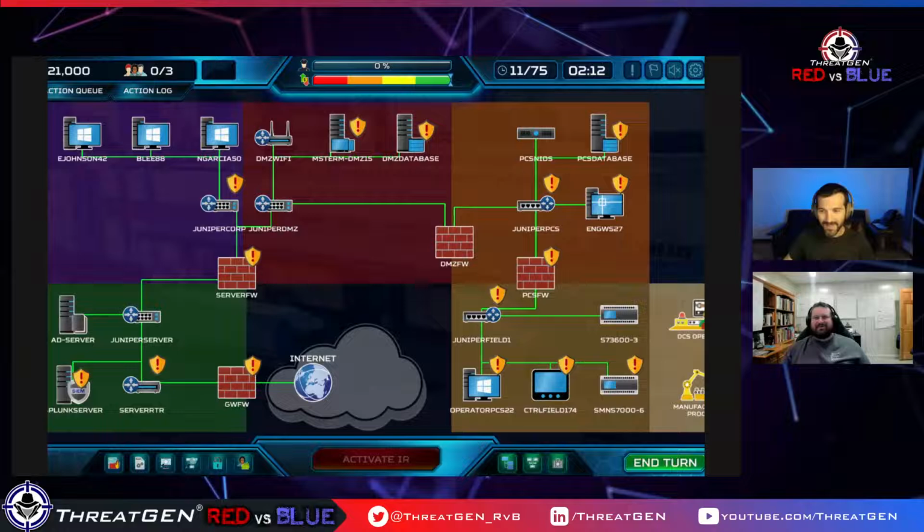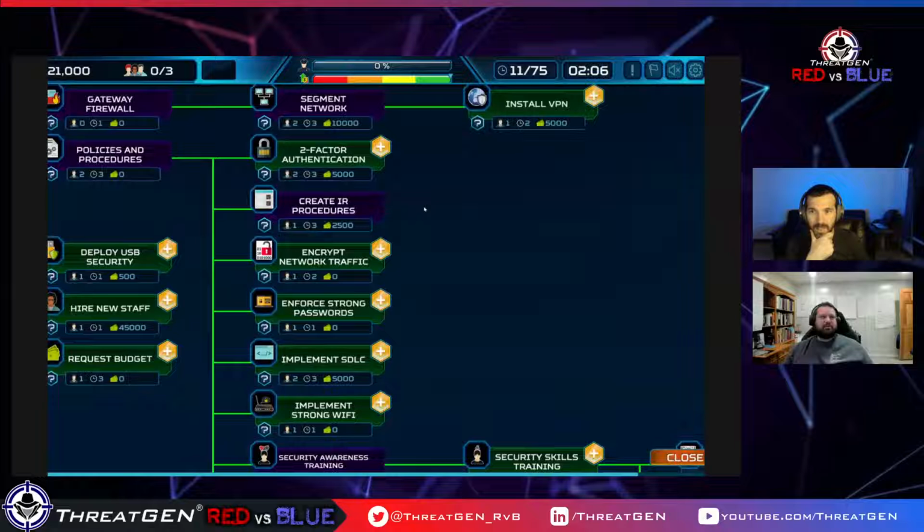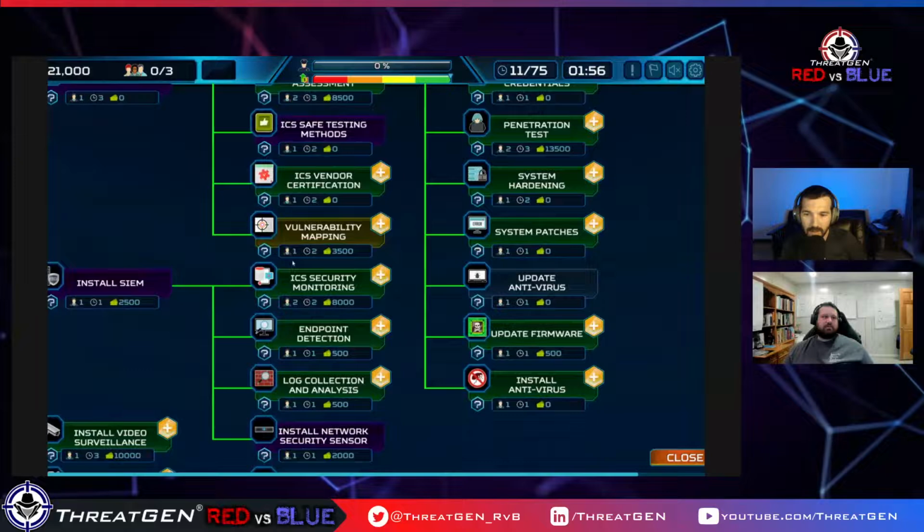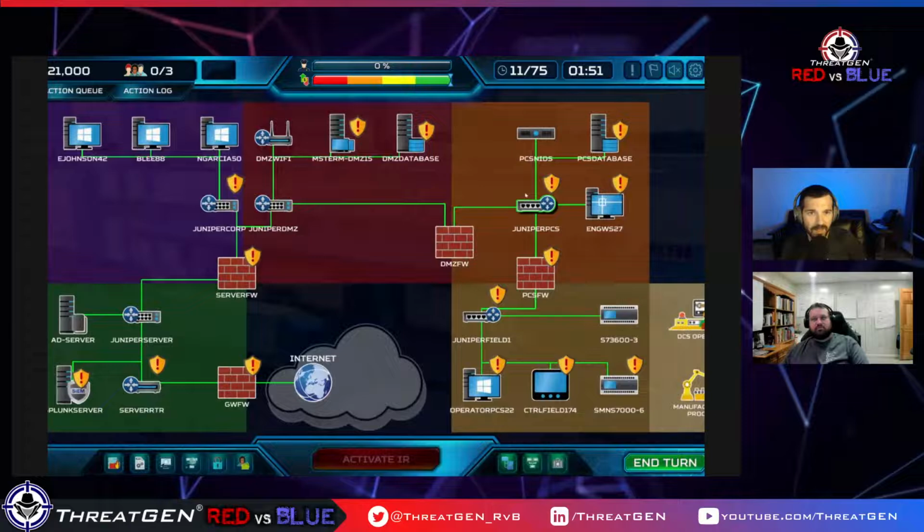Okay. So let's look at a couple things while we have a minute here. All right, let's talk about value here. Harden RDP, that's a pretty good one. Endpoint detection, log collection and analysis. We've installed these NIDs, but I don't think they're doing anything until we actually configure them correctly, right?